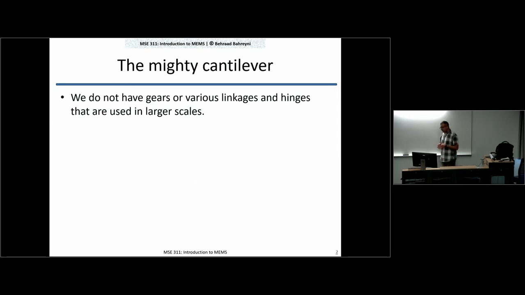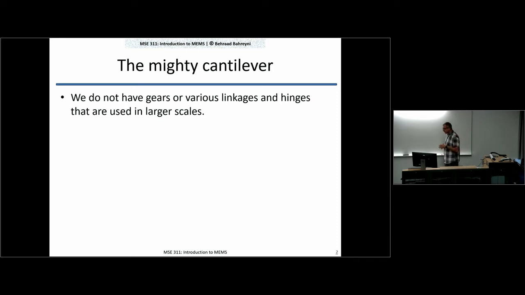At microscales we do not have gears or linkages or hinges of different types. The reason for that is that, first of all, with any structures that are moving past each other and in touch with each other, you are dealing with significant amounts of wear and tear and friction. In many cases it's so much that you cannot actually do the moving part of the device, and for that reason we just try to avoid it altogether.